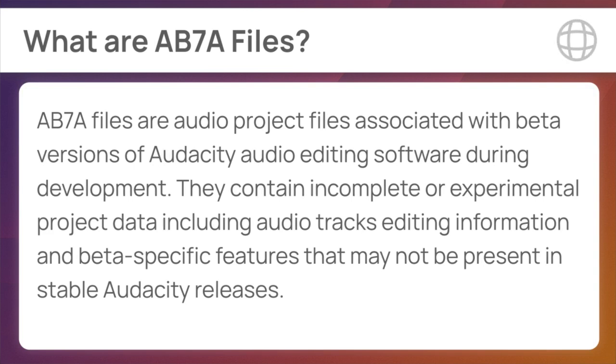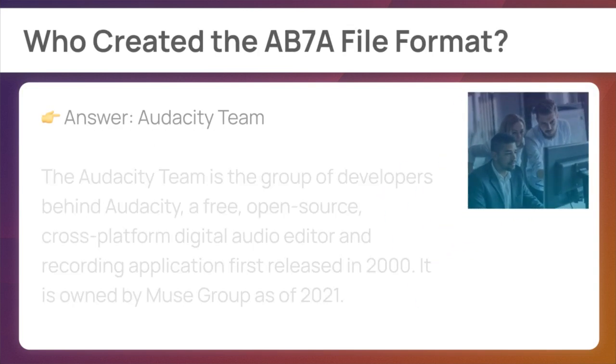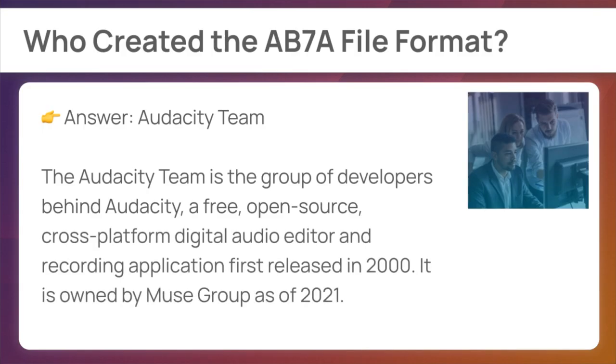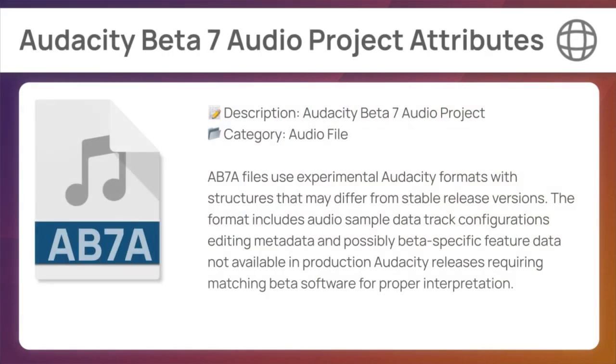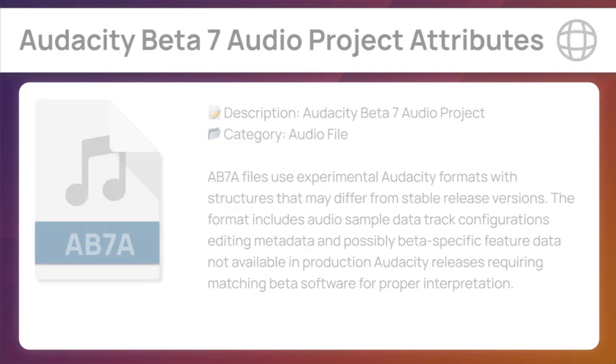They contain incomplete or experimental project data, including audio tracks, editing information, and beta-specific features that may not be present in stable Audacity releases. AB7A files use experimental Audacity formats with structures that may differ from stable release versions. The format includes audio sample data, track configurations, editing metadata, and possibly beta-specific feature data not available in production Audacity releases, requiring matching beta software for proper interpretation.